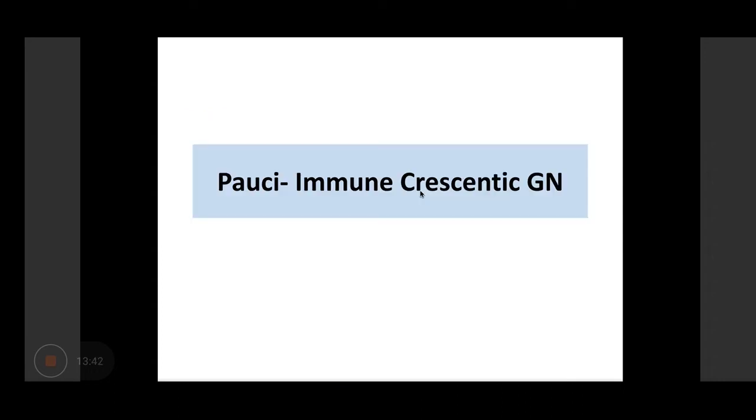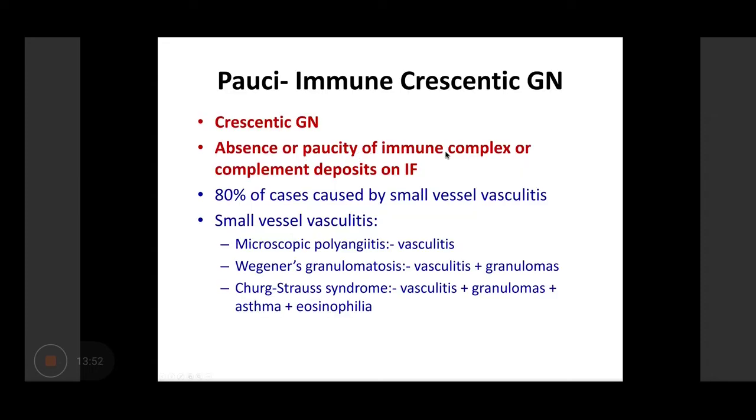We next come on to the second group of crescentic glomerulonephritis, that is pauci-immune crescentic glomerulonephritis. As the term suggests, there is either absence or paucity of immune complexes or complement in the glomeruli, as demonstrable on immunofluorescence. So, on light microscopy, the patient will present as a crescentic glomerulonephritis, but on immunofluorescence, the glomeruli will not show any immune complex deposit. Such cases of pauci-immune crescentic glomerulonephritis are predominantly caused by small vessel vasculitis.